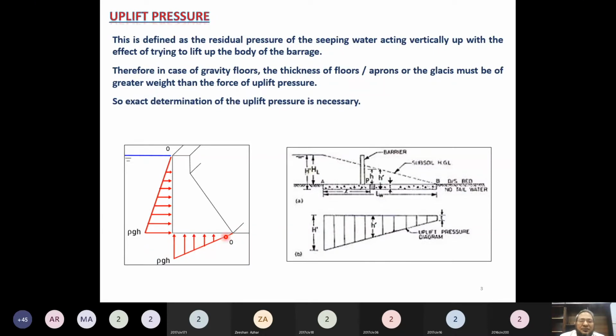What is the distribution? The pressure distribution on the bottom and on the side is linear. So pressure is reducing in the direction of flow. By the way, why is the pressure reducing?